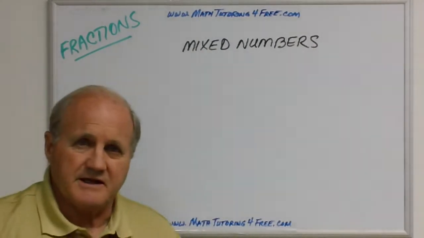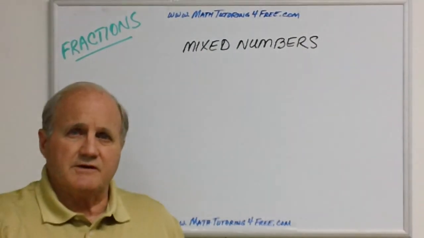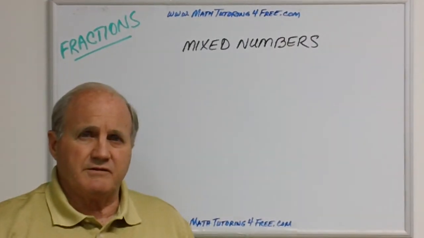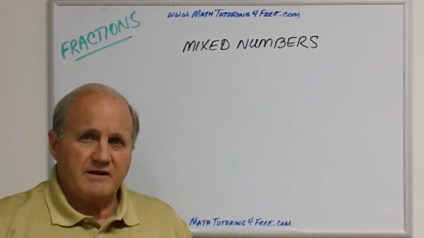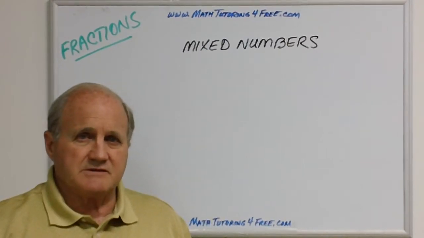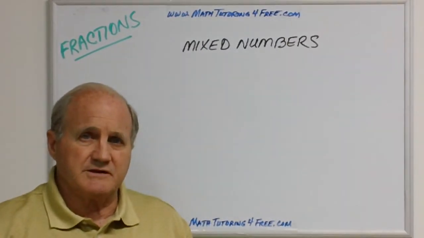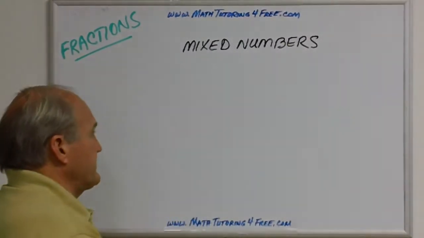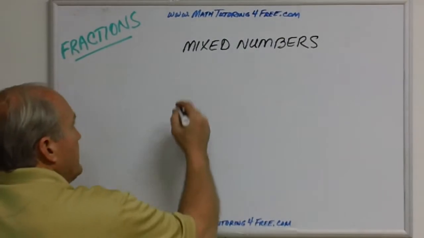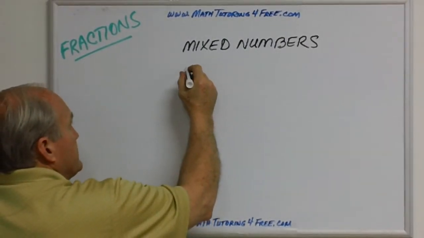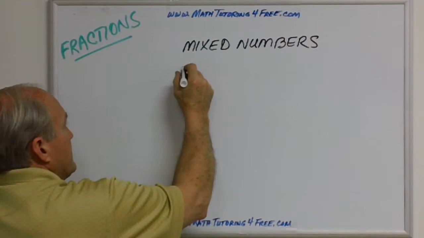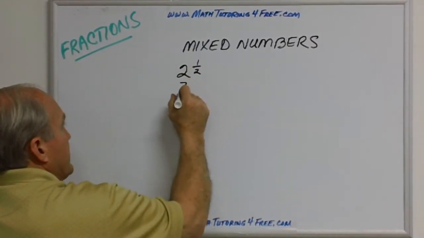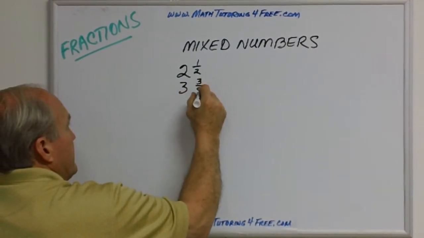Hi, this is Tom English again, and I covered a little bit of mixed numbers in our last video, but I wanted to go into it in a little more depth because it is probably the area of fractions that causes the kids the most difficulty. Again, in reviewing, a mixed fraction is a whole number and a fraction, and let's say we want to add a mixed number. Let's do 2 1/2 plus 3 3/8.